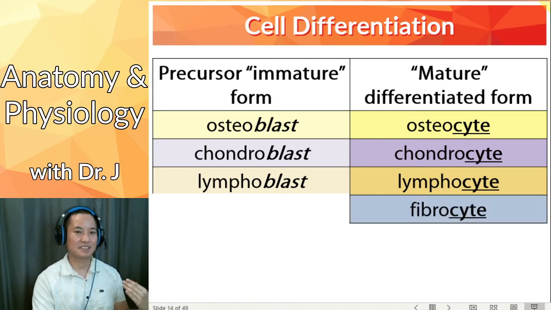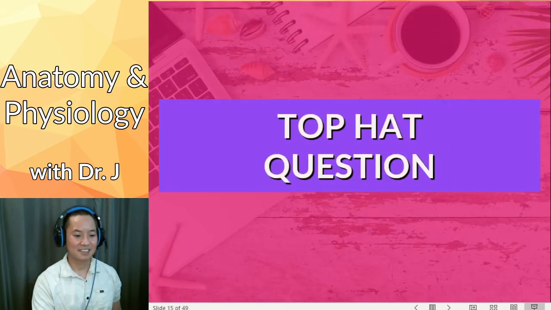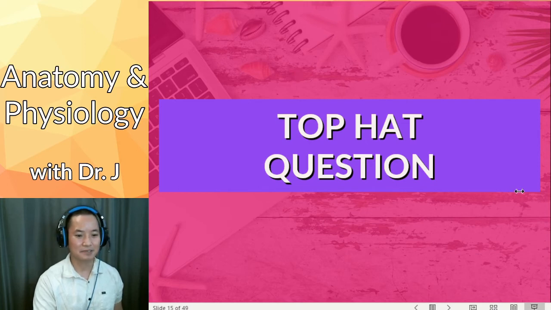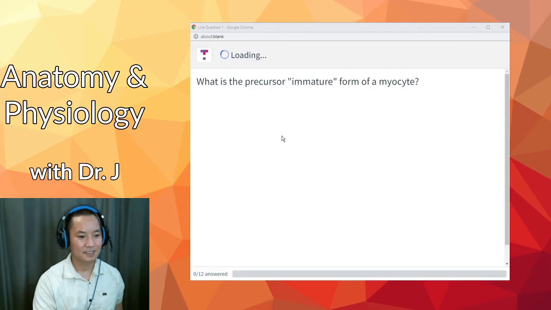Fibrocytes, remember these are the ones that secrete a lot of that collagen and extracellular matrix. So what's an immature fibrocyte? That most abundant cell in connective tissue we call fibroblasts. Now let's finally get to Top Hat. So let's boot up Top Hat real quick. All right, so let's start the question.